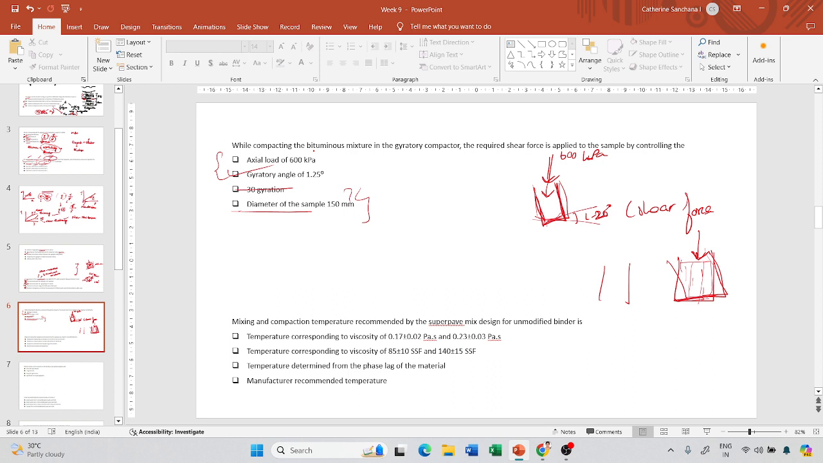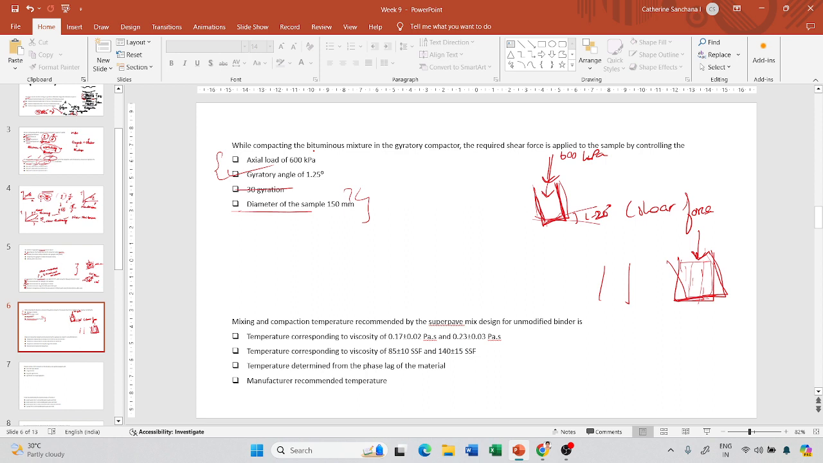Now moving on to the next question. Mixing and compaction temperature recommended by the Superpave mix design for unmodified bitumen binder is what? Okay. So if you see, as I said, you are targeting a Newtonian kind of response for the material in order to mix and compact the bituminous mixture.